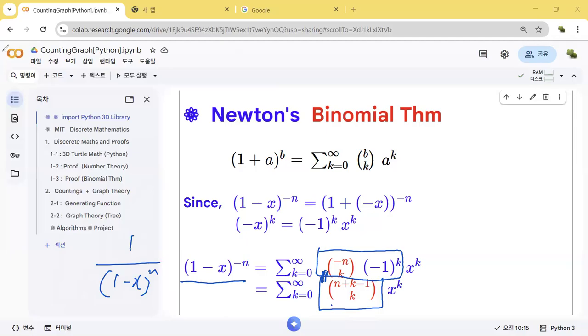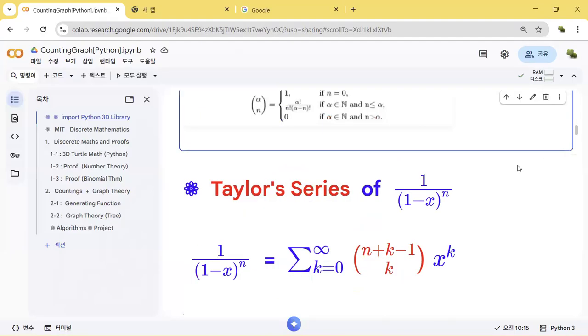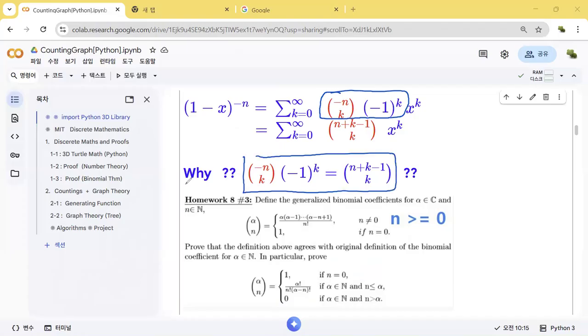And then by definition, let's calculate this one. Let's prove this one. Those two can be rewritten like this. By definition, this is the general binomial coefficient. So suppose this is alpha, this is k, and in this case this is n. Let's find out this one.